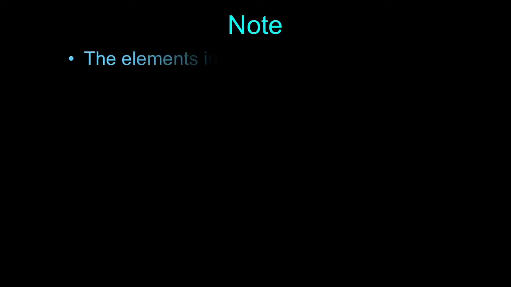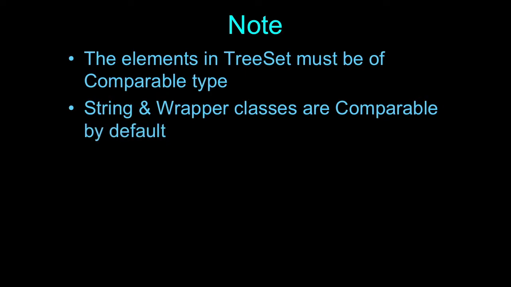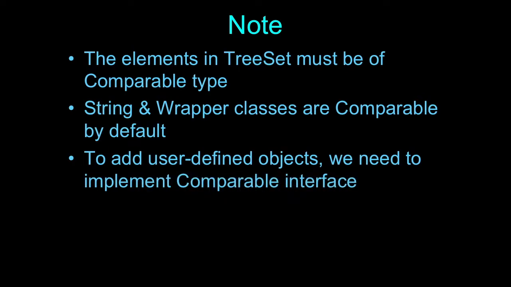Note, the elements in TreeSet must be of comparable type. String and wrapper classes are comparable by default. To add user-defined objects, we need to implement the Comparable interface. User-defined object example.